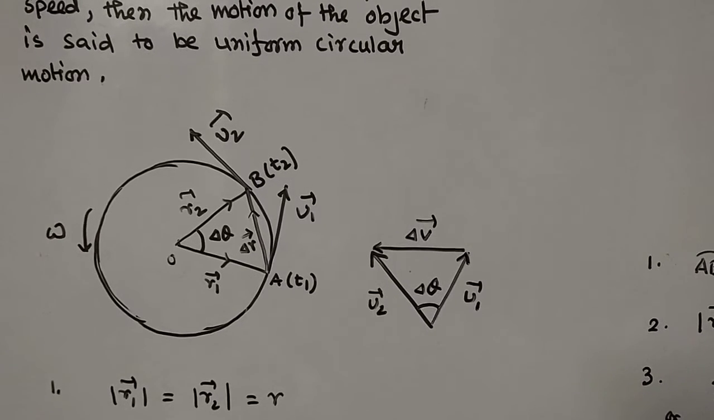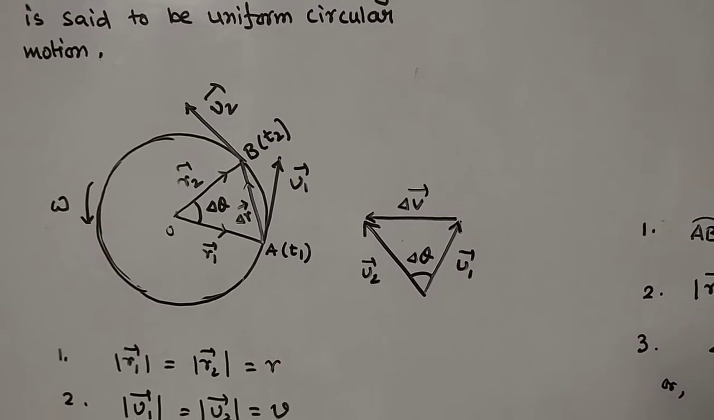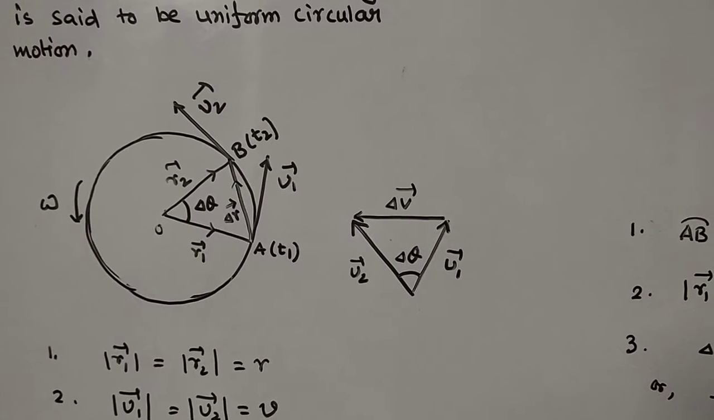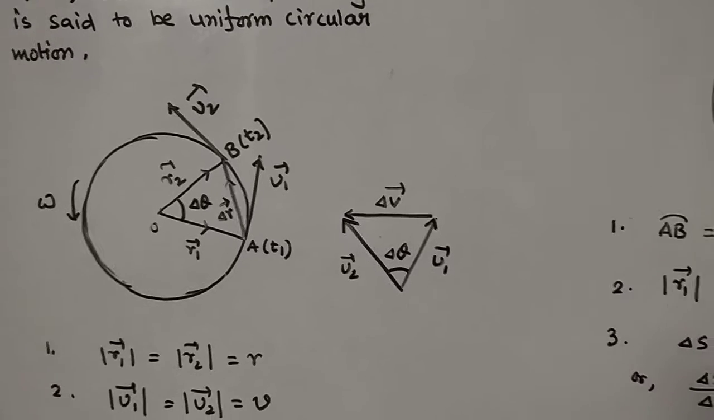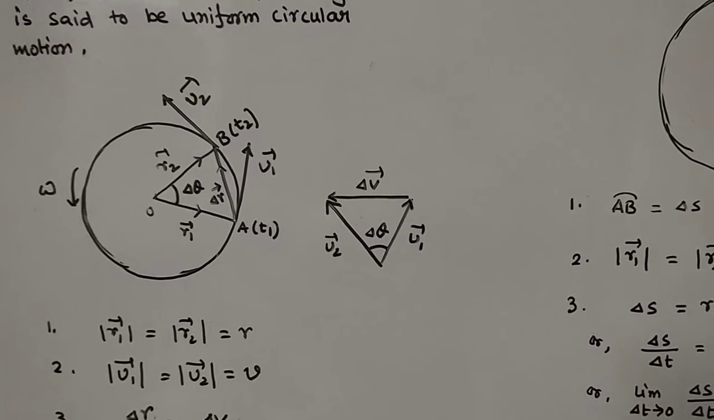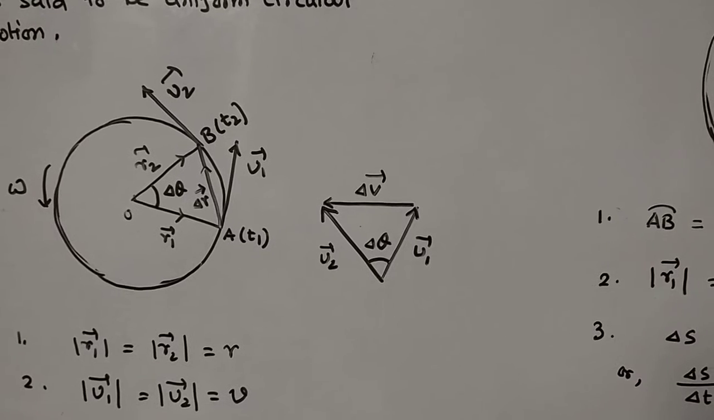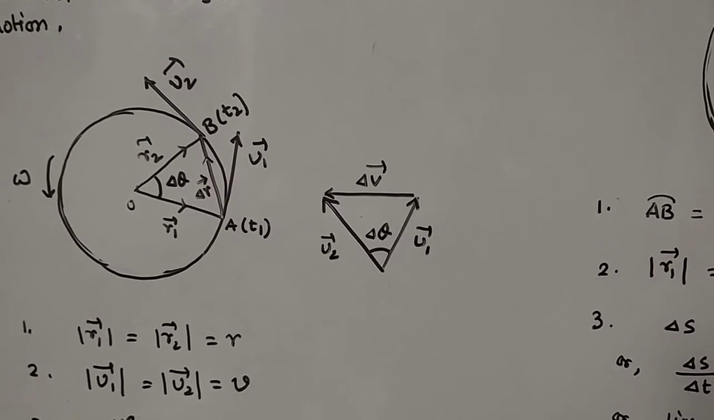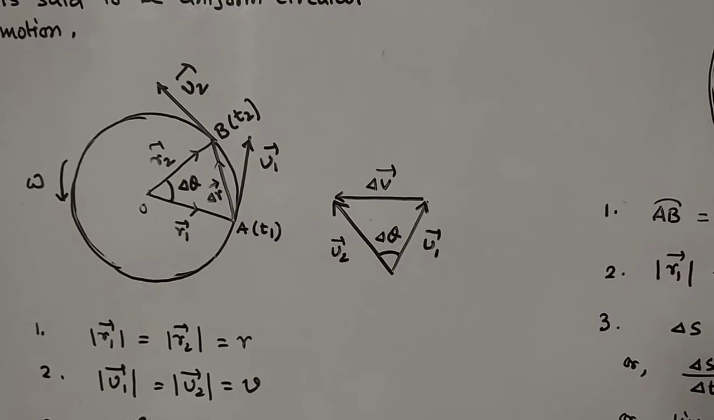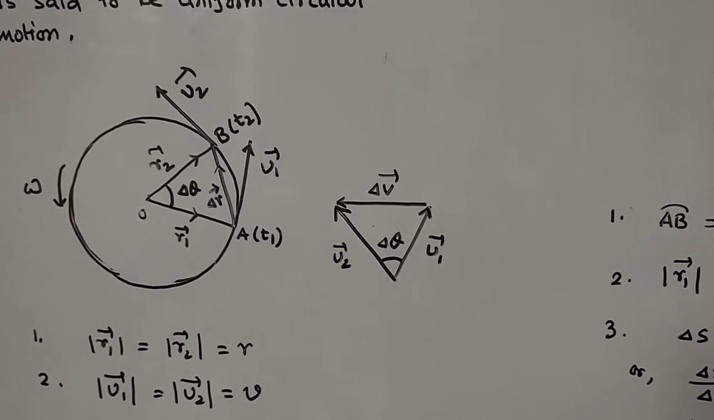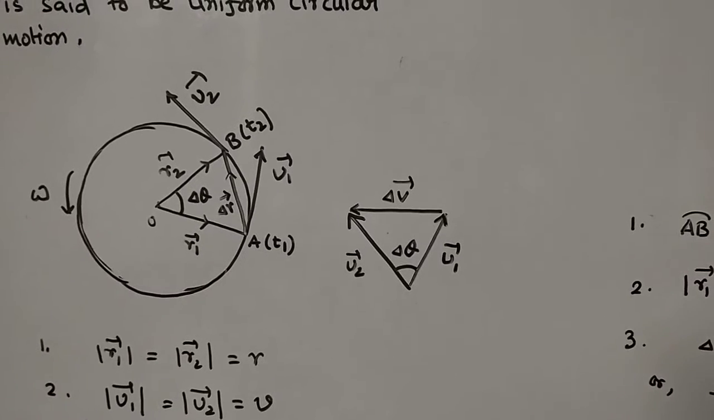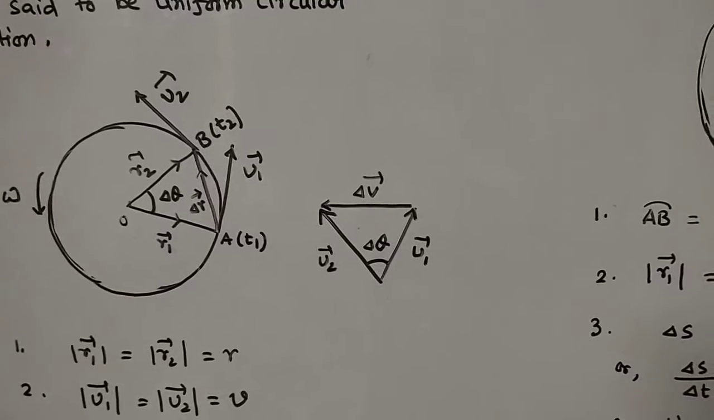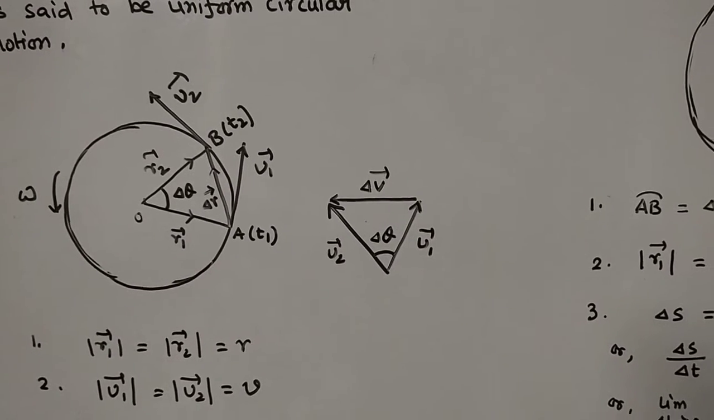Now we can draw the vector diagram corresponding to v1 and v2 by drawing two vectors parallel to v1 and v2, but as the angle between r1 and r2 vector is delta theta, and r1 is perpendicular to v1 and r2 is perpendicular to v2, whatever be the angle between r1 and r2, the same angle is between v1 and v2. So if it is the angle delta theta between r1 vector and r2 vector, here also you will get delta theta between v1 vector and v2 vector.